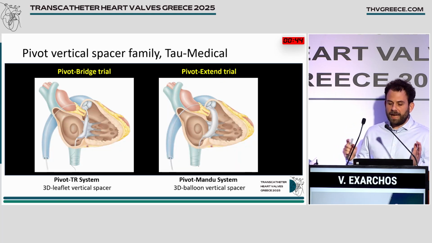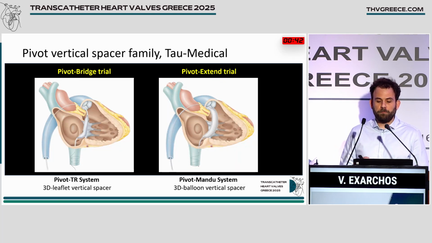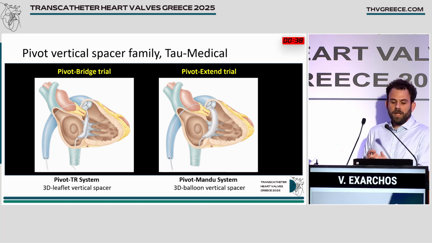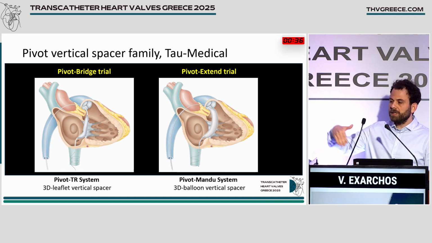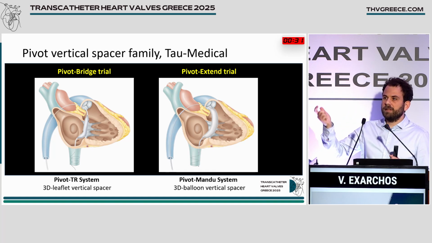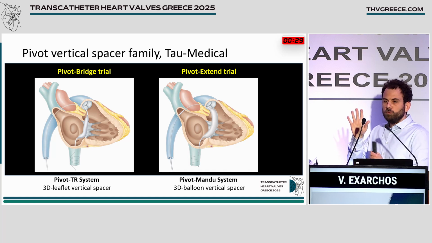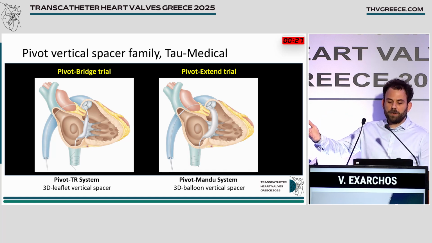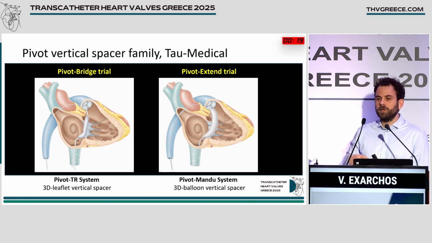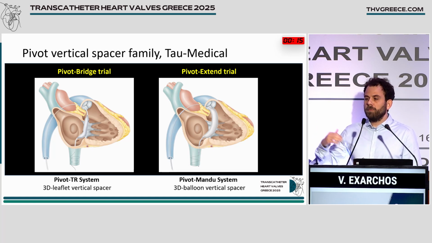And now we have our last system. We are talking about the PIVOT system. We have a spacer that I have to implant in the vertical axis of the tricuspid annulus. The main idea here is that I'm trying to improve the coaptation to block the tricuspid regurgitation. And the most important thing here is that I'm talking about a short-term implantation like the PIVOT TR system, and we have the PIVOT bridge trial, which already started, for about 7 days.